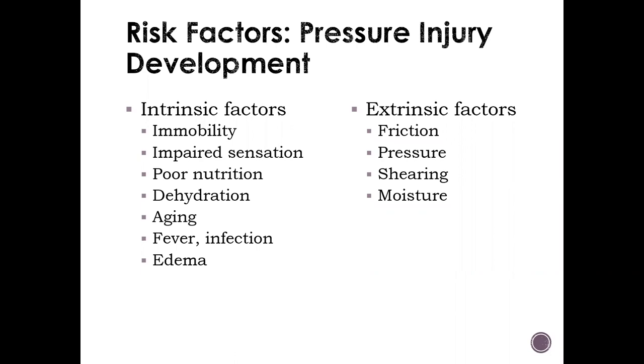Then we have shearing. Shearing occurs when the epidermal layer slides over the dermis, causing damage to the vascular bed. It commonly occurs when the head of the bed is elevated and the patient slides down, causing the shear to develop in the sacral area. And then exposure to moisture, right? Especially in the form of urine or feces, this macerates the skin and also decreases the amount of pressure required to produce an ulcer.